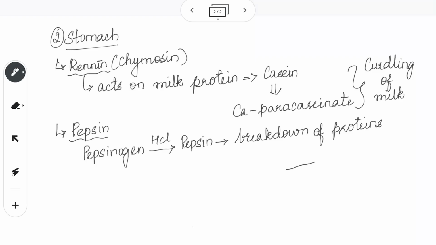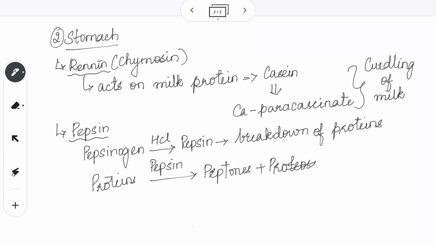If I have to write down in the form of a reaction, proteins are broken down using the active pepsin, okay, to form peptones, proteoses, and peptides. Okay, this is what is going to happen.